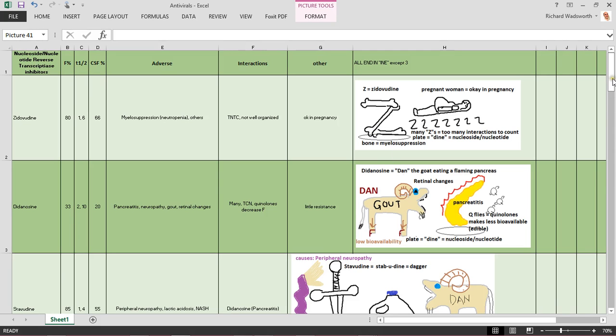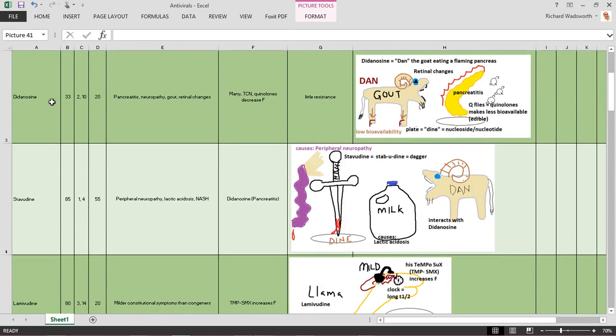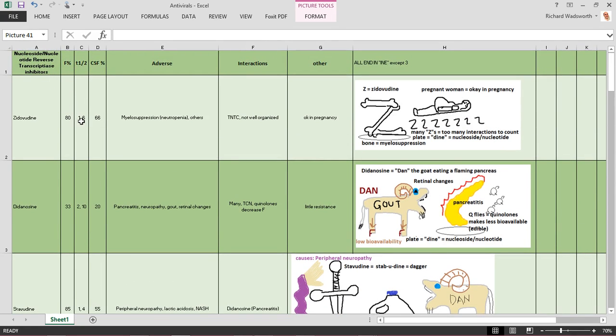Okay, next one here is diadenosine. So diadenosine is another one of the nucleotide reverse transcriptase inhibitors, sometimes they just call these NRTIs. And diadenosine has a bioavailability of 33%. Its half-life is 2 hours in the serum and 10 hours intracellularly. It has a CSF percentage of serum of 20%, and its adverse effects include pancreatitis, neuropathy, gout, and retinal changes.